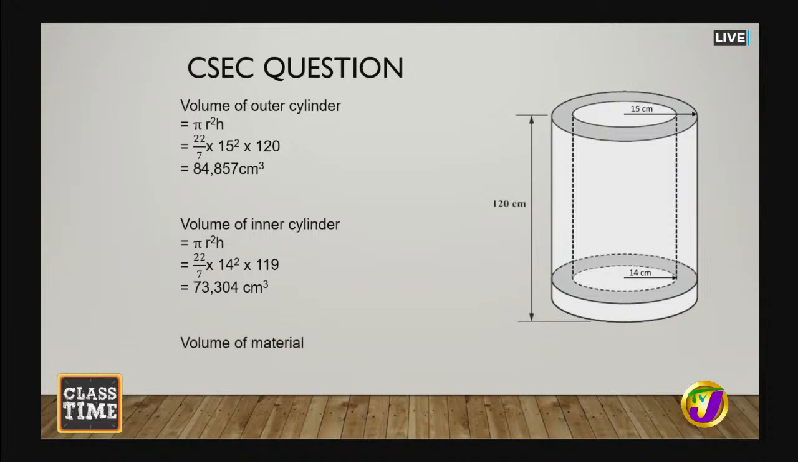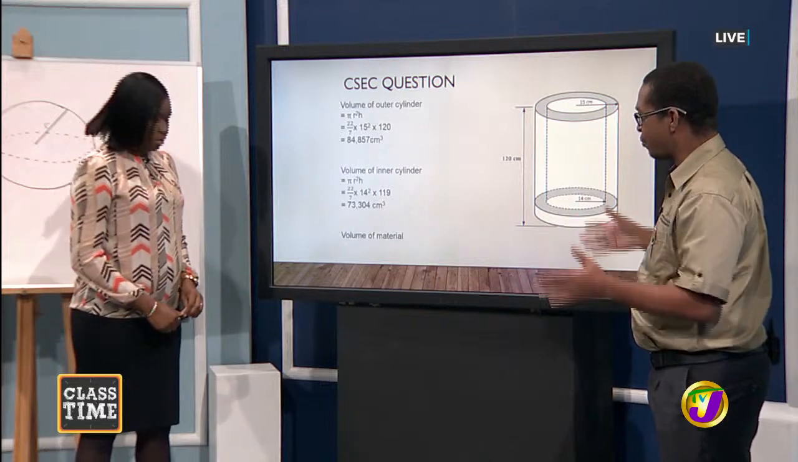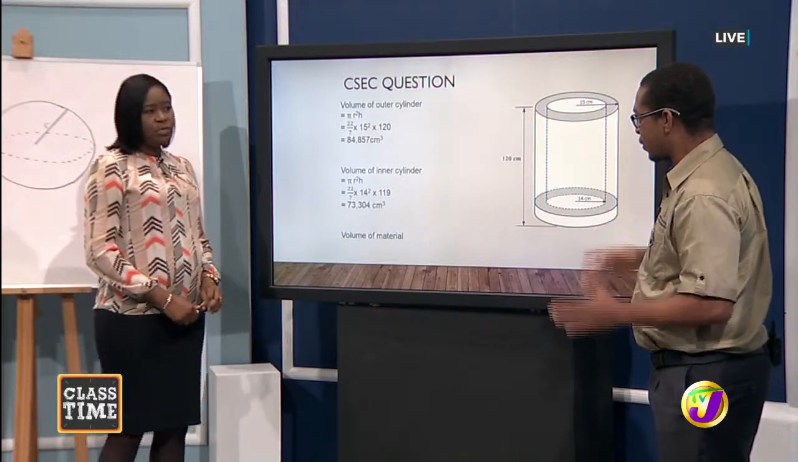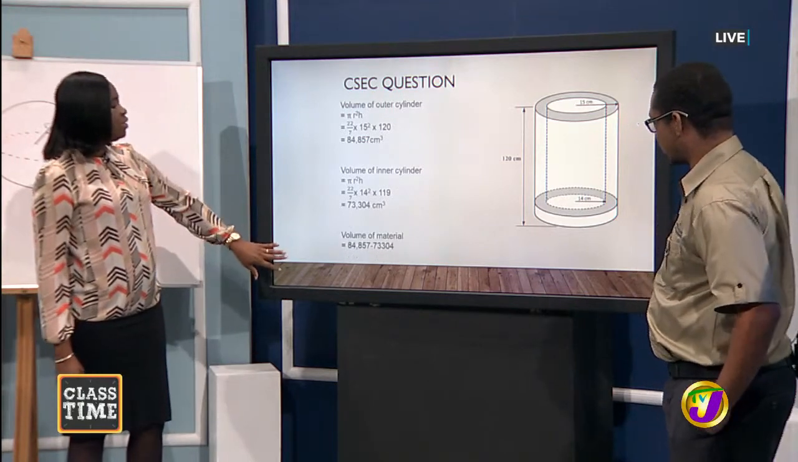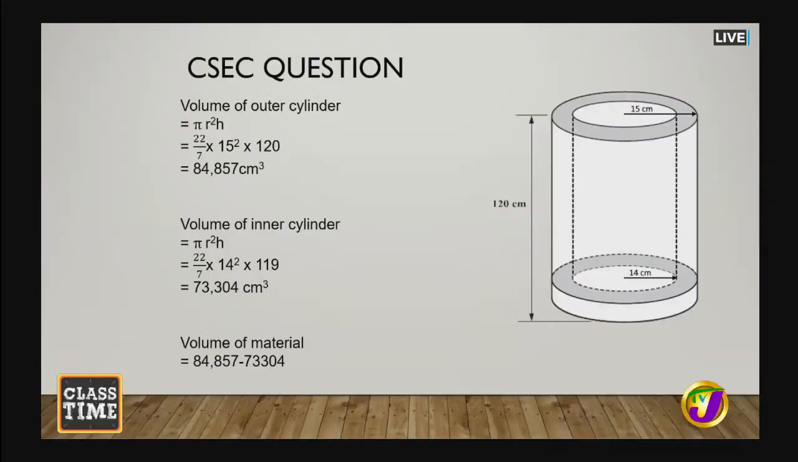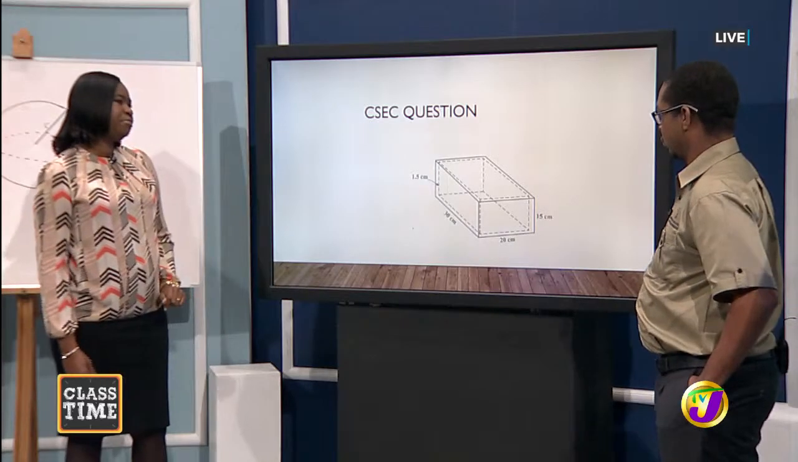So, the volume of the material needed? Well, in this case, we're taking out the inner cylinder in order to find what is left for the material. So it therefore means we wouldn't be adding in this case, it would have to be a subtraction. When we subtract the two volumes, we get a difference of 11,553 cubic centimeters.